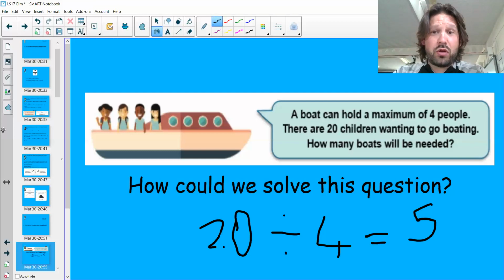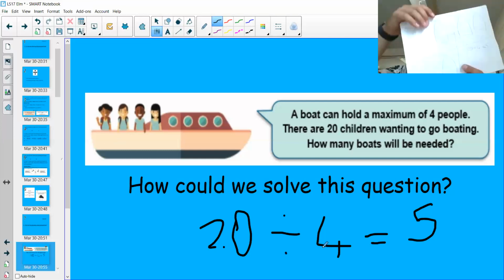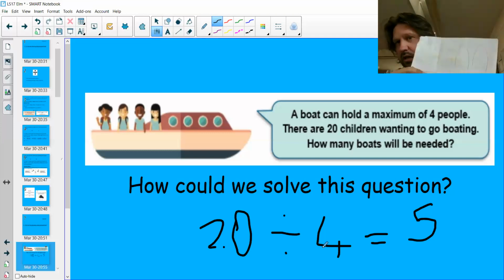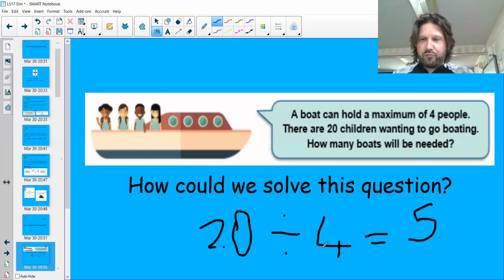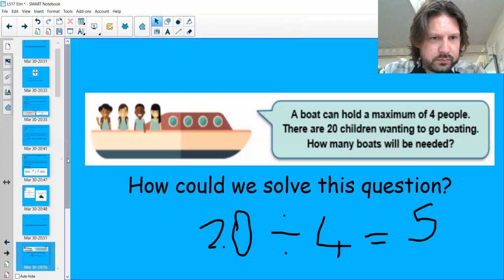I would like you to draw in what we've done. I'd like you to draw that down, and I'd like you to write your answer: 20 divided by 4 equals 5. And I'd like you to show how you've divided it. You could draw dots in the boats. You could just take a picture of your manipulatives in the boats. It's entirely up to you.